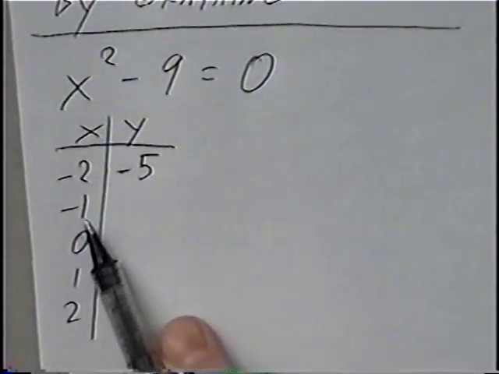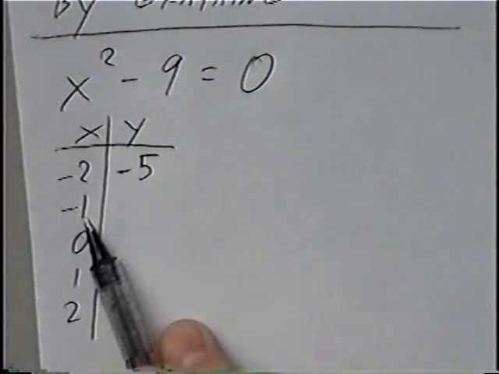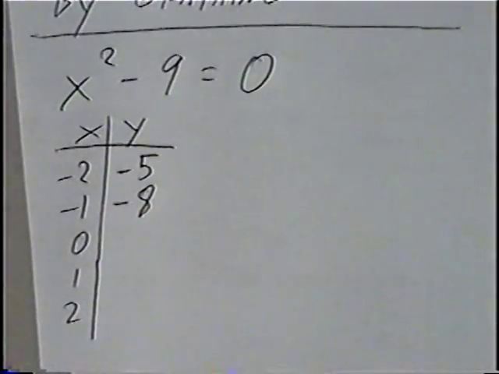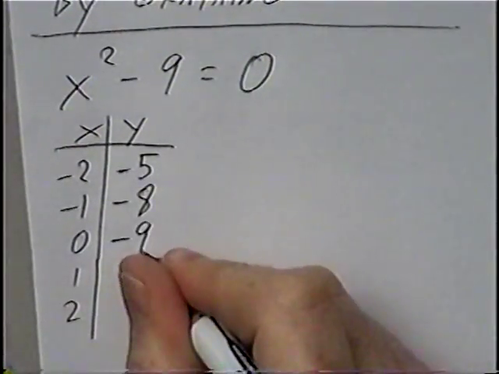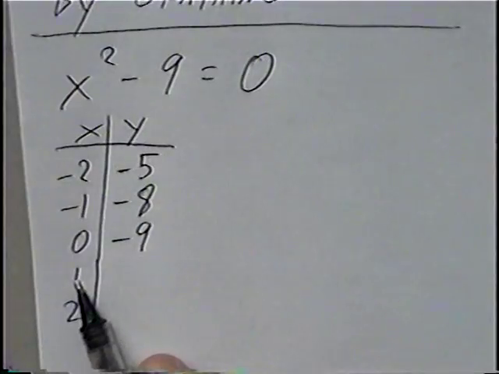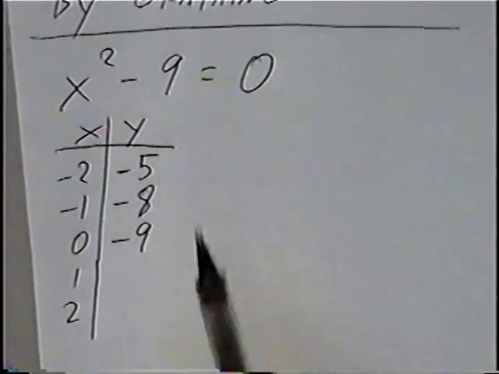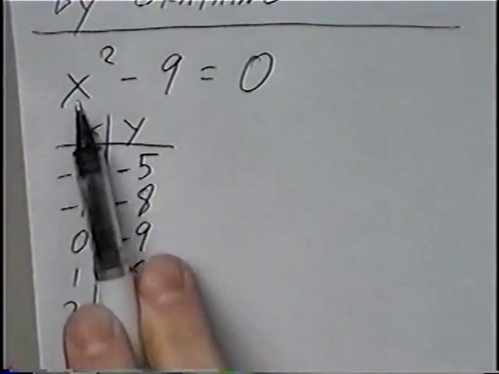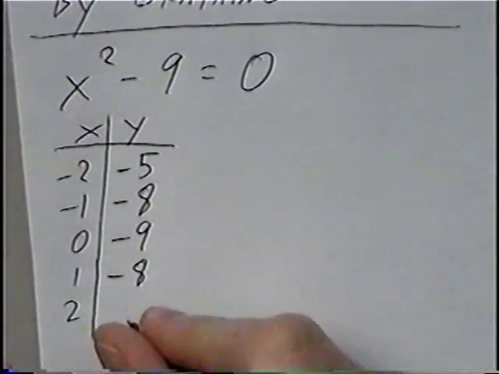Plugging a -1 in, -1 to the second power, -1 times -1 is +1. 1 minus 9 would be -8. Plugging a 0 in, 0 squared would be 0, subtracting 9 would be -9. Plugging a 1 in, 1 squared, 1 times 1 would be 1, minus 9 would be -8. And plugging a 2 in, 2 squared, 2 times 2 would be 4, 4 minus 9 would be -5.